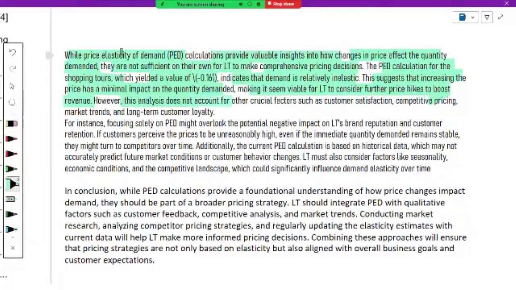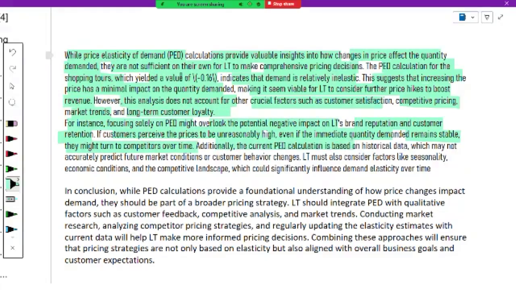However, this analysis does not account for other crucial factors such as customer satisfaction, comparative pricing, market trends, and long-term customer loyalty. For instance, focusing solely on PED might overlook the potential negative impact on LT's brand reputation and customer retention. If customers perceive prices to be unreasonably high, even if the immediate quantity demanded remains stable, they might turn to competitors over time.